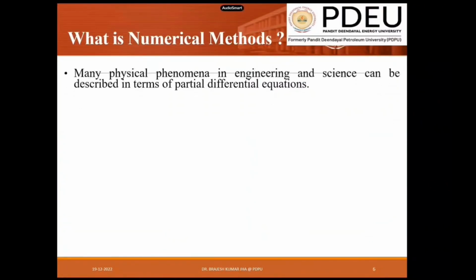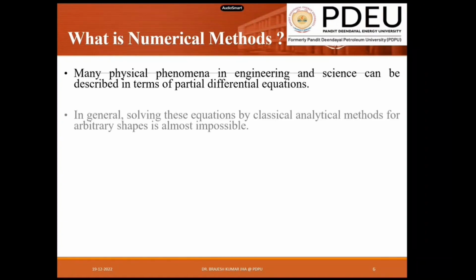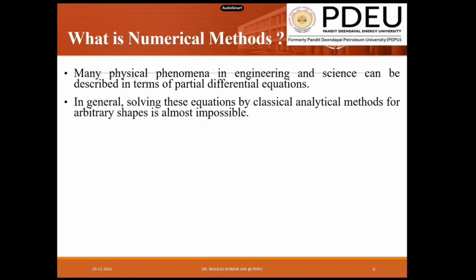Now, once we talk about the finite element method, definitely we think about the numerical method. Why is a numerical method required? Since this is the first lecture of STTP, we need to talk about the necessity of the numerical method. As you know, most of the phenomena in science and engineering are described by ordinary and partial differential equations. And these partial differential equations as well as ordinary differential equations can be solved by classical analytic methods.